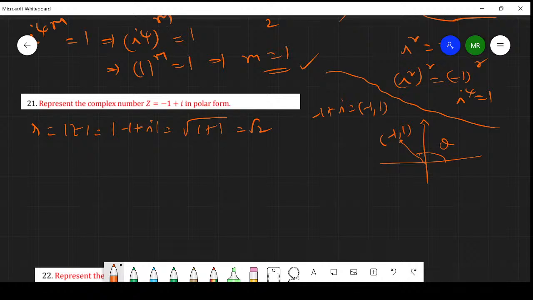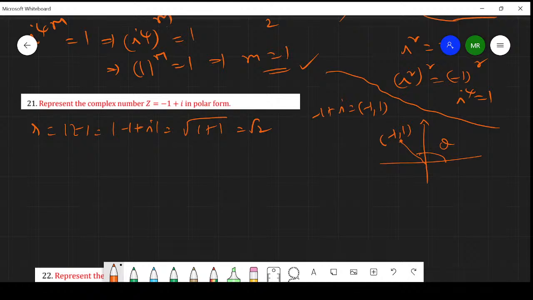I got root 2. Then when I write the polar form, I will use a simple method. Sir, how to find the amplitude here, the theta value? When the complex number is -1 plus i, you can find tan theta or tan alpha. But I will tell you a simple technique, without finding theta.